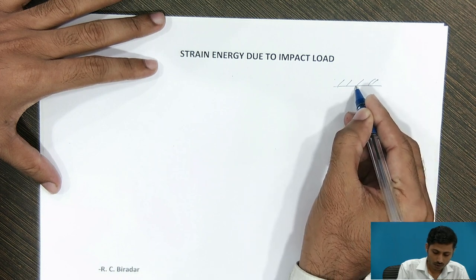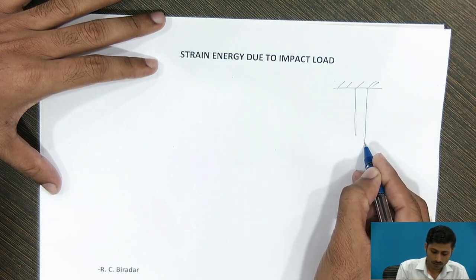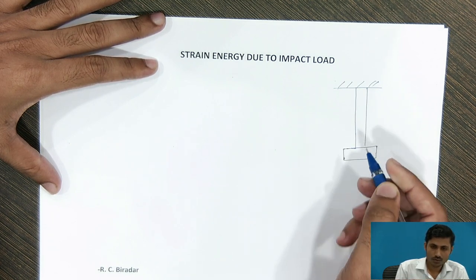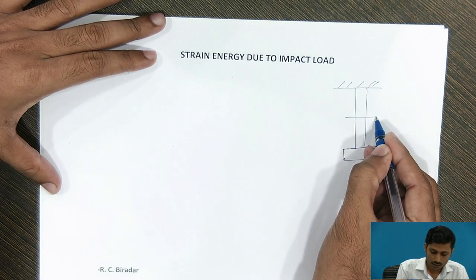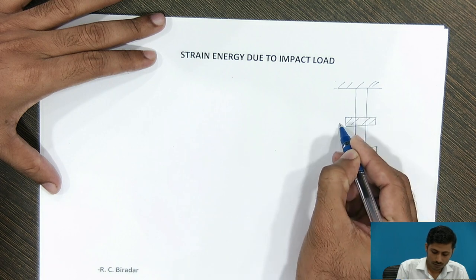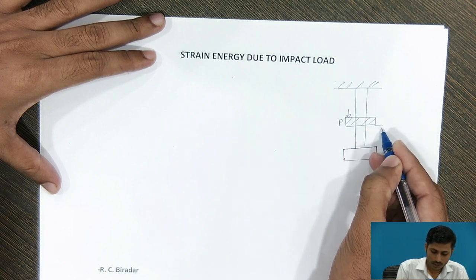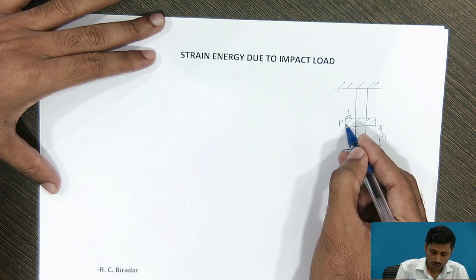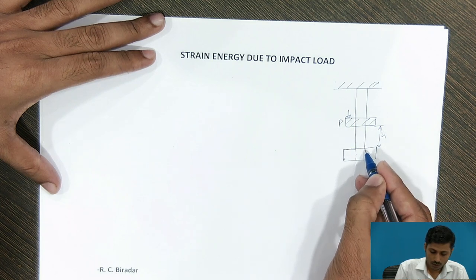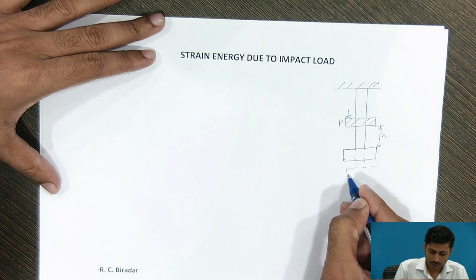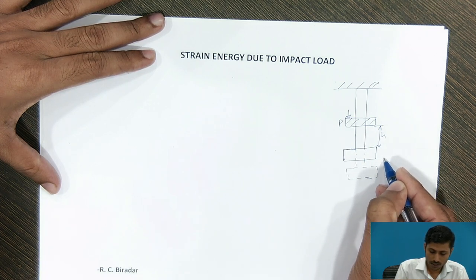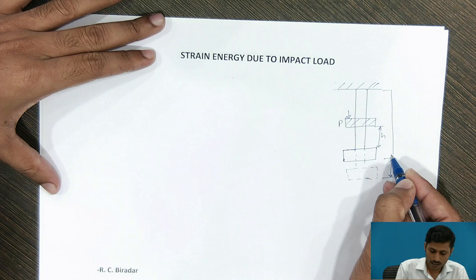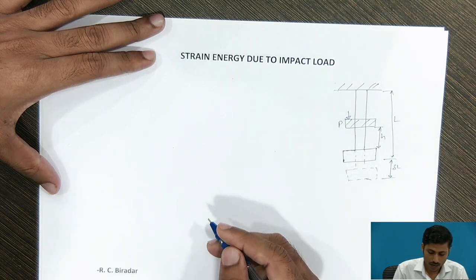let us consider a rod. At the end of the rod, a collar is attached. If a load P acting in downward direction falls through a distance of H onto the collar, due to the load impact on the collar, it is assumed that the rod will extend with a deformation called delta L. This is the deformation of the rod under the impact load, and this is the length of the rod that we have.